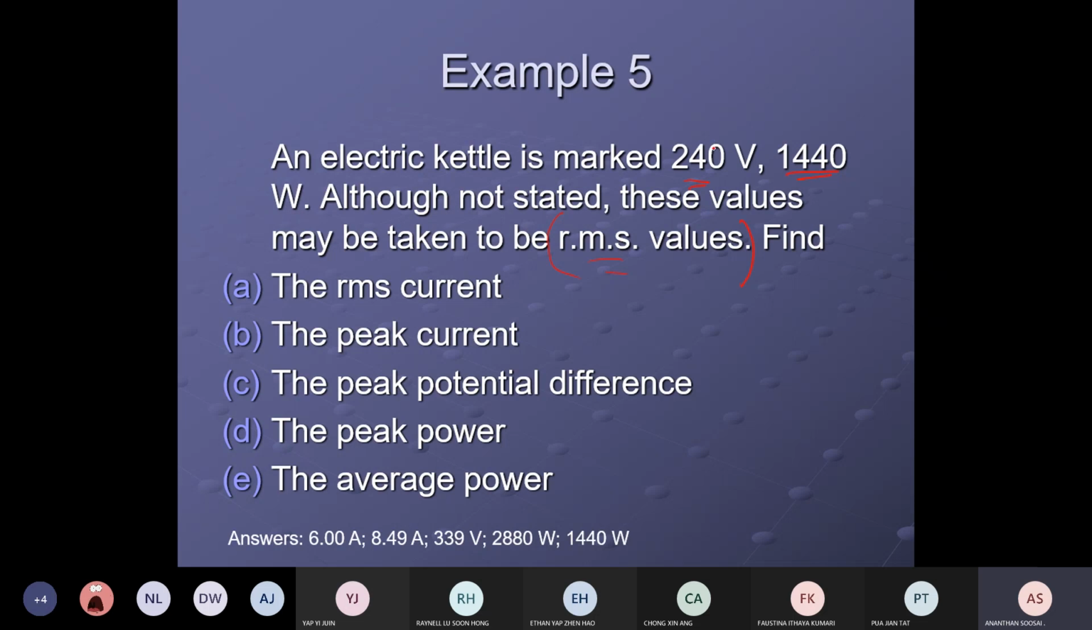So if the air dryer you bought states 240 volt and 1440 watts, and it's an AC supply, this 240 is actually the RMS value of that device. Remember, 240 volt is the RMS value, not the peak value. The power given here is the average power. So now, can you find the RMS current?